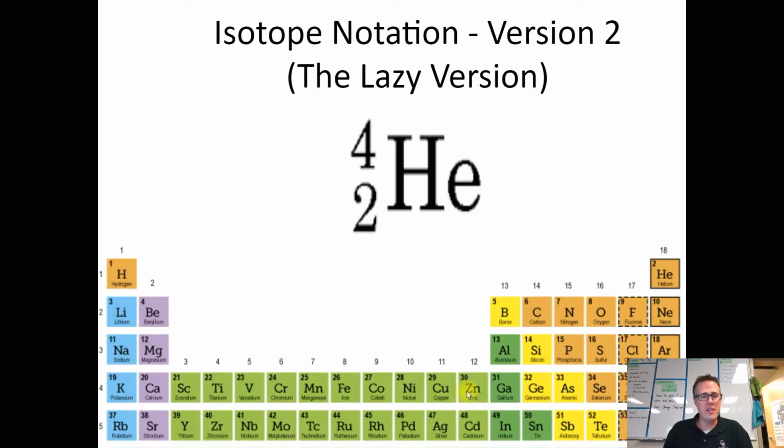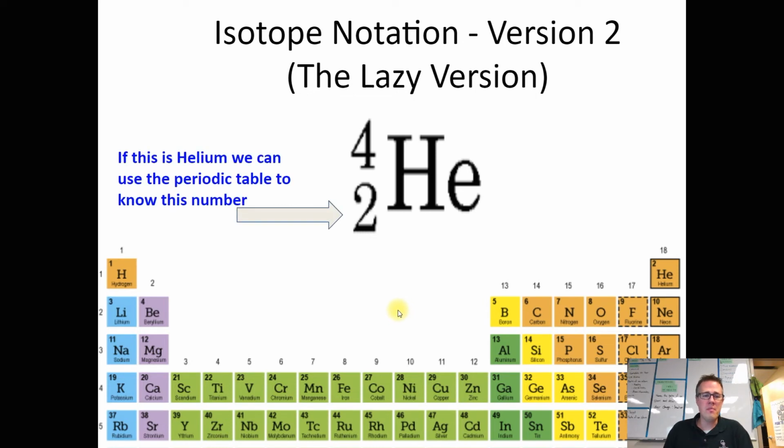Now let's go on to the lazy version. There's another way to write isotope notation that cuts a little bit of a corner. Remember how we have the symbol already? And we know if we have a periodic table that helium is number 2 on the periodic table, which means we don't really need this extra 2 as long as we know that it's helium. So if this is helium and we have a periodic table, we could write it this way. If we wrote helium-4, we know that this is helium with 2 protons and a mass of 4. And it gives us all the exact same information.